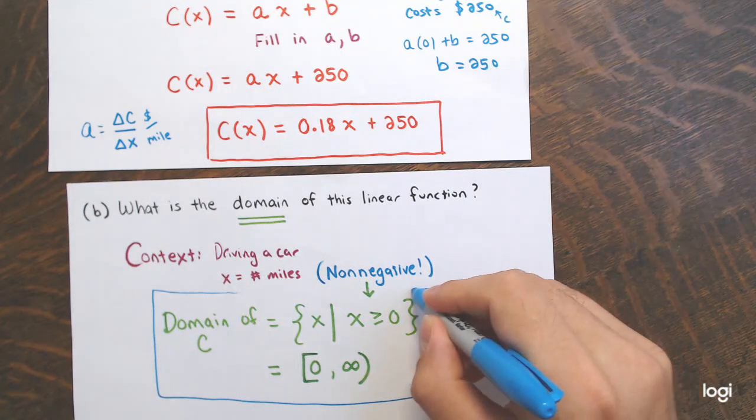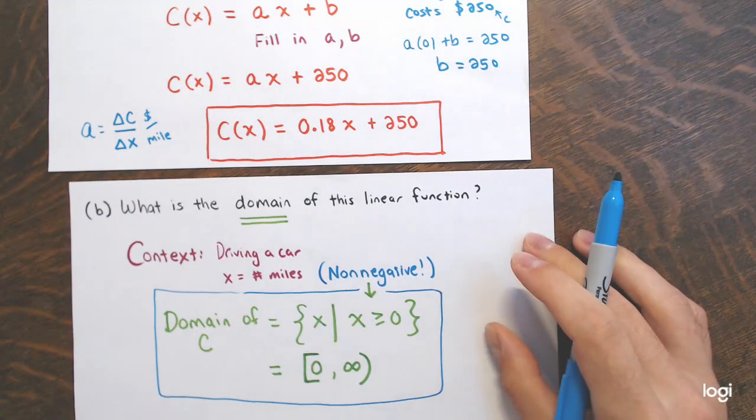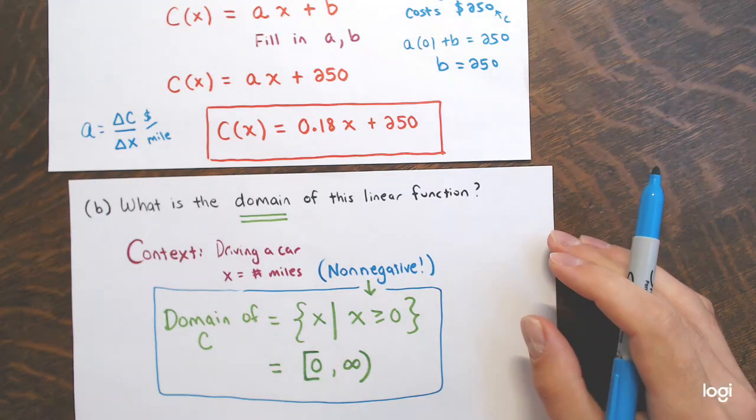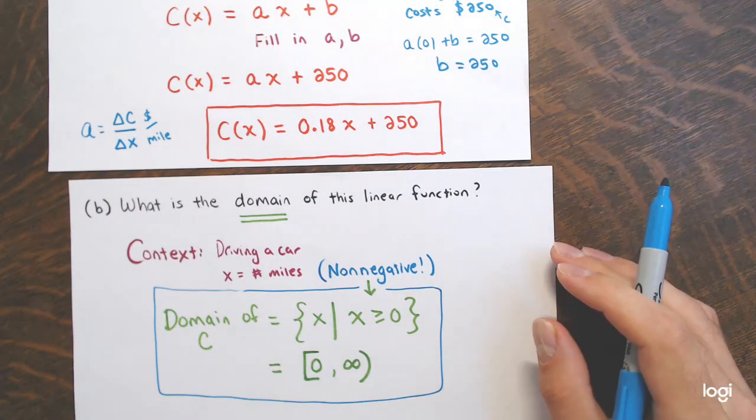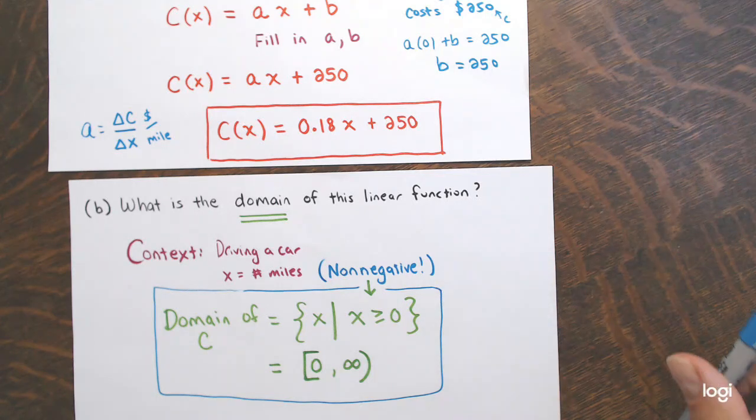The domain of this function is the set of all non-negative real numbers. Right? When you're driving, you can only drive non-negative distances. Doesn't make sense to drive negative miles. Great. Then part C. All right, my next question.